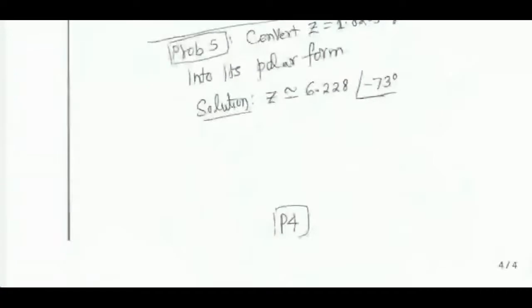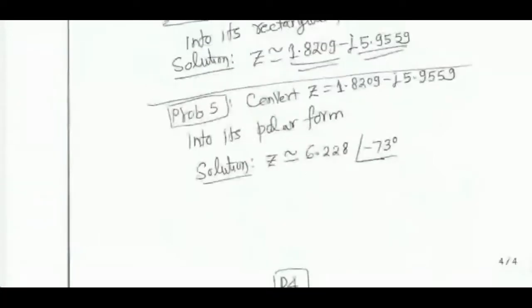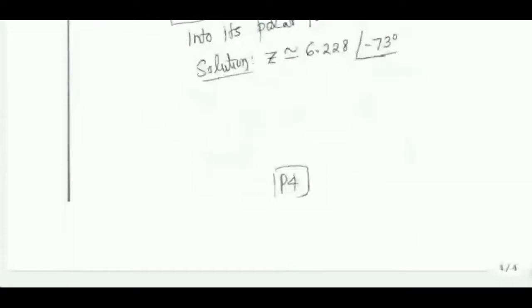Problem 5, the last one. A rectangular representation is given to you. The imaginary part is a negative number. Take square of 1.8209, square of 5.9559, add the two, take square root. You should get 6.228. And you take tan inverse of minus 5.9559 divided by 1.8209. You should get approximately minus 73. Okay, small document, but worth looking at.